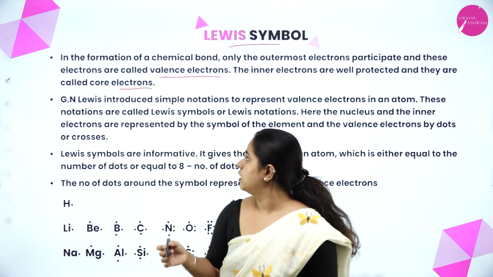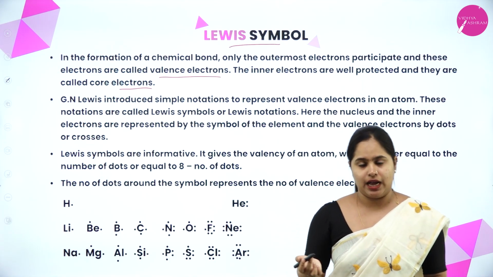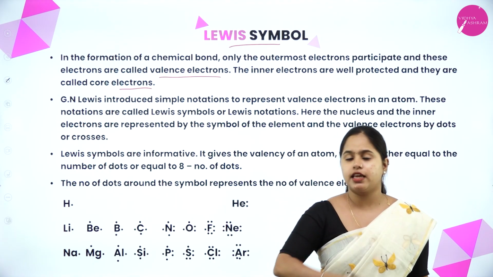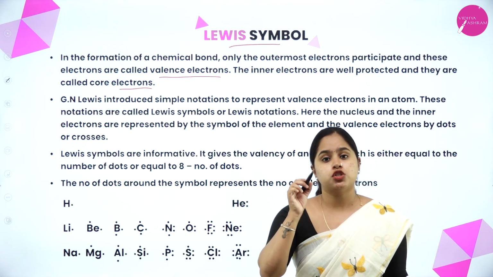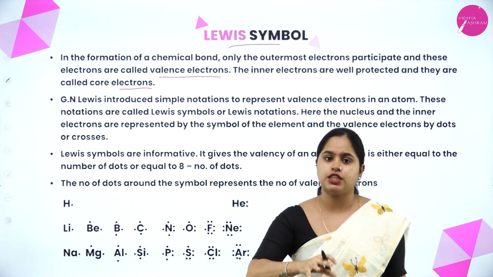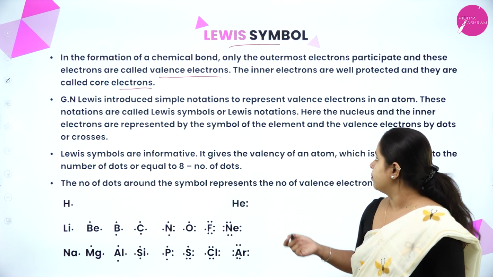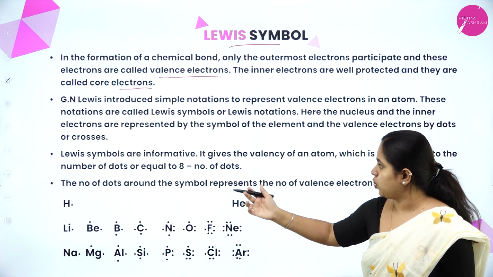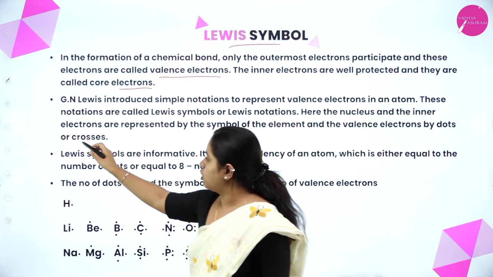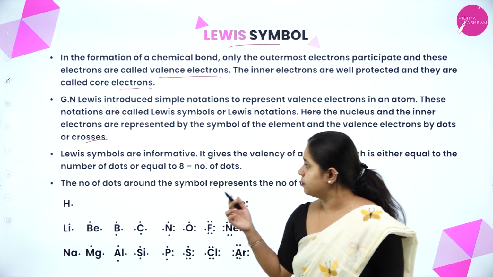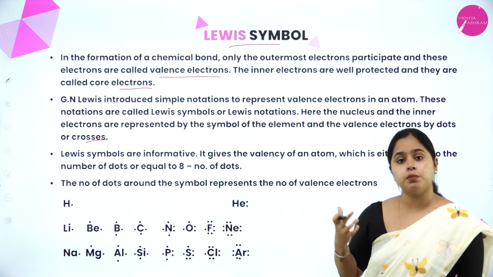G. N. Lewis introduced simple notations to represent valence electrons in an atom. As said, there is a kernel and there is the valence shell wherein valence electrons are present. Using just the valence electrons, you can represent an atom; Lewis formulated the Lewis symbol. Here the nucleus and the inner electrons are represented by the symbol of the element and the valence shell by dots or crosses. Lewis symbols are informative. They give the valency of an atom, which is either equal to the number of dots or equal to 8 minus the number of dots.